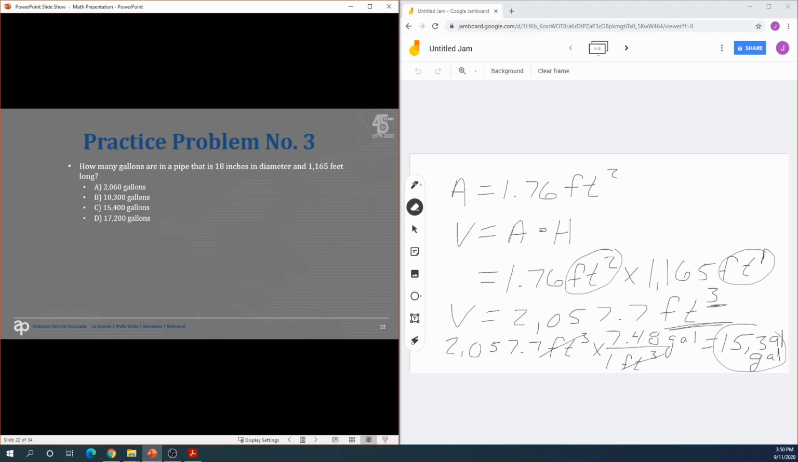So just like we did when we were multiplying feet squared times feet, we added the exponents. It's the same thing when we're dividing. So feet cubed divided by feet cubed, we're actually going to subtract those exponents. So if we have a 3, we're going to subtract this 3, and that gives us 0. So feet cancel feet, and we're left with just the gallons.